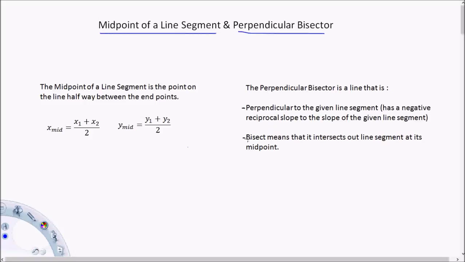The bisector part is the second bullet point. To bisect means that it intersects our line segment at its midpoint. So we need to find the midpoint of our line segment using the midpoint equations on the left side of this slide. And that's a data point that lies on our perpendicular bisector, because our perpendicular bisector is a line that goes through the midpoint of our given line. So the next few slides are going to show us how to do questions involving these two particular topics.